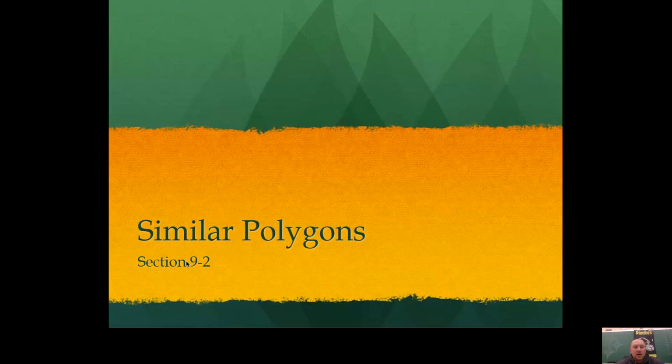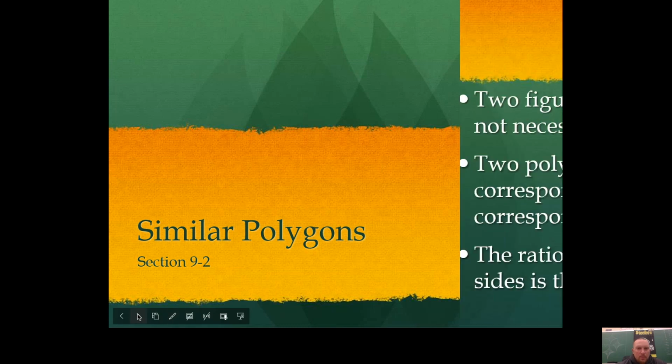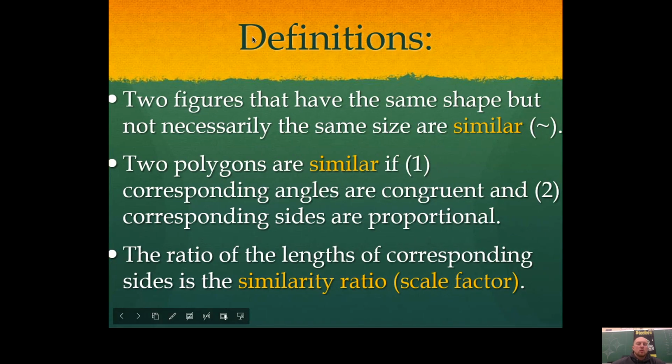This video is for section 9.2. It's on similar polygons. So what are similar polygons? Two figures that have the same shape, but not necessarily the same size. Those are called similar figures. Now, instead of writing the word similar, you can write this little tilde. That means two things are similar.